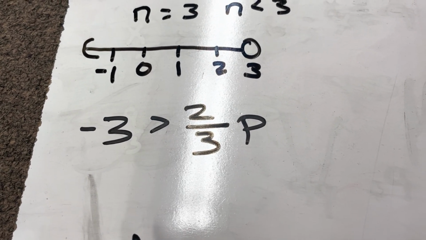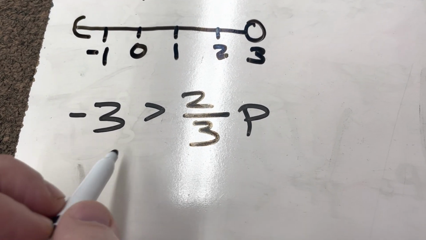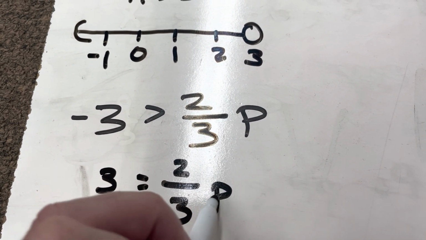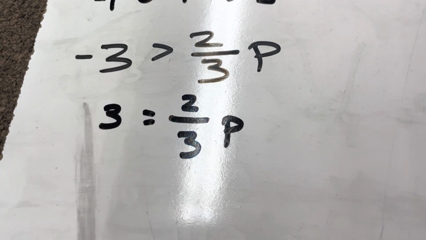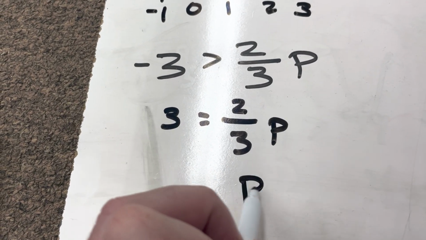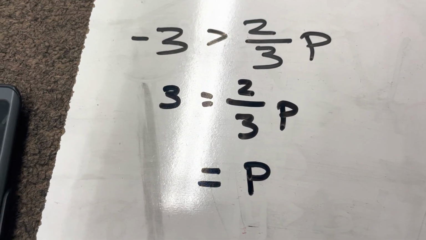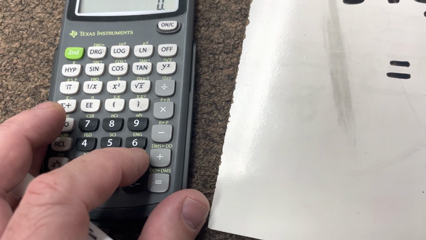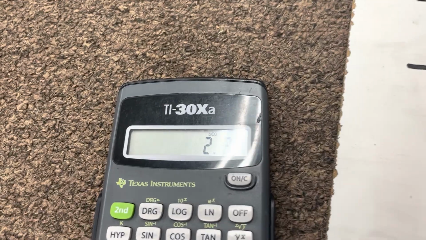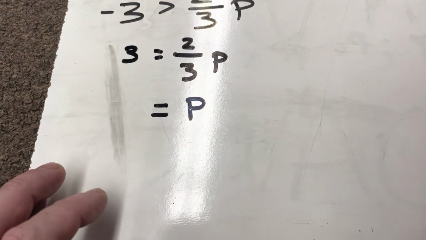All right, let's look at another one. -3 is greater than 2/3 p. Well, I'm going to think of it as 3 equals 2/3 p. And I'm going to have to divide everything by 2/3 to isolate p. So I'm going to get p by itself by dividing everything by 2/3. Since it's 3 divided by 2/3, that equals 4.5. Okay? So that's not bad at all.